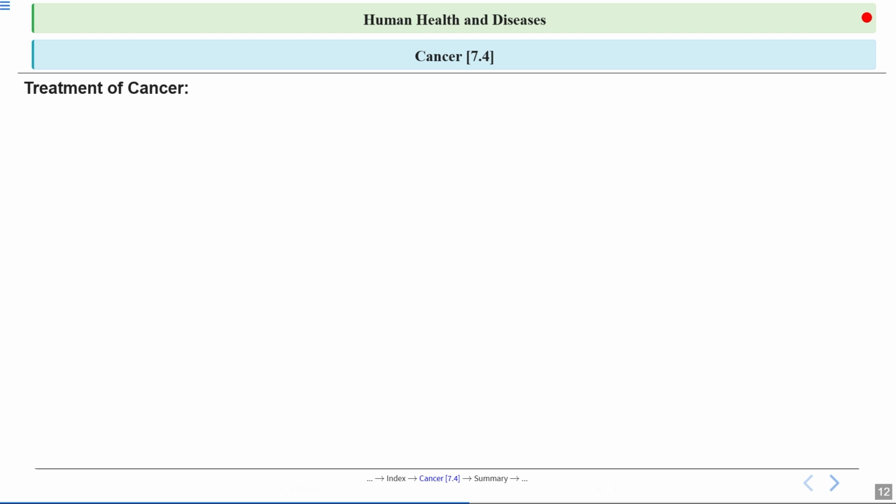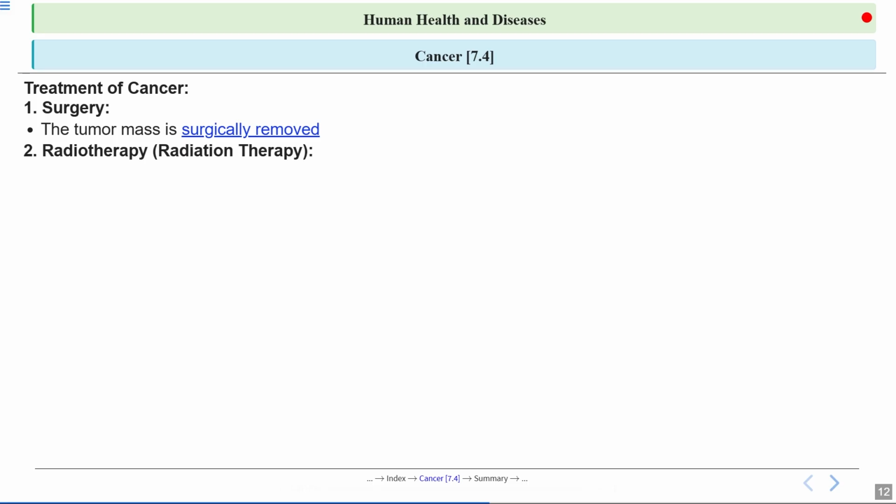Now, let's talk about the treatment of cancer. Okay. The first treatment is surgery. Surgery involves physically removing the tumor from the body, much like cutting out a damaged part from a machine to keep it running smoothly. The main goal of surgery is to remove as much of the tumor mass as possible. This helps prevent the cancer from spreading and can sometimes cure the patient if all cancerous tissue is removed.